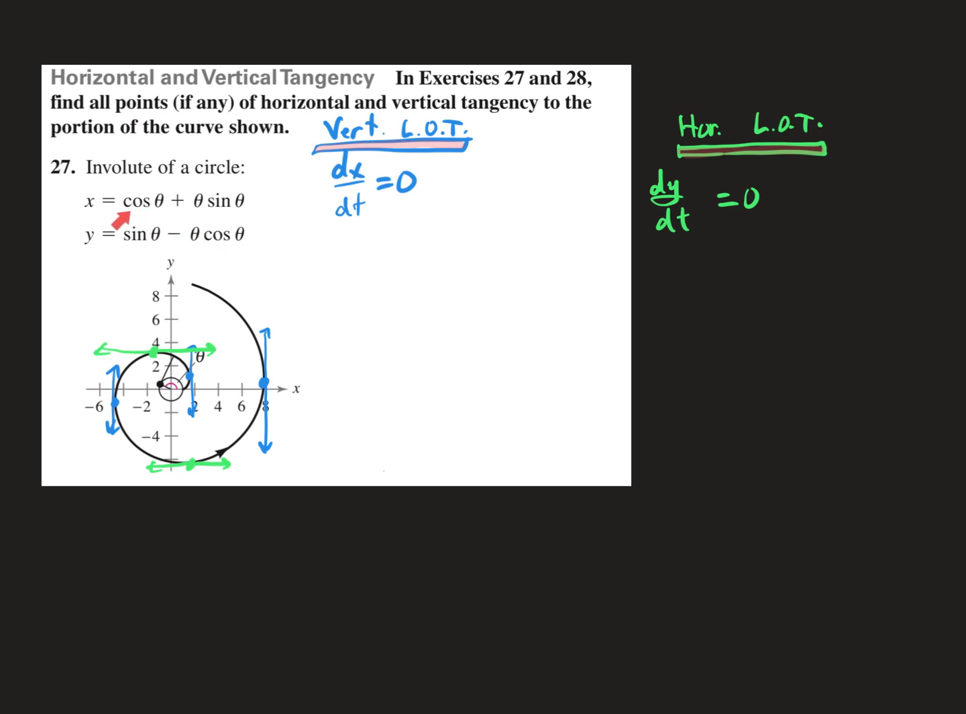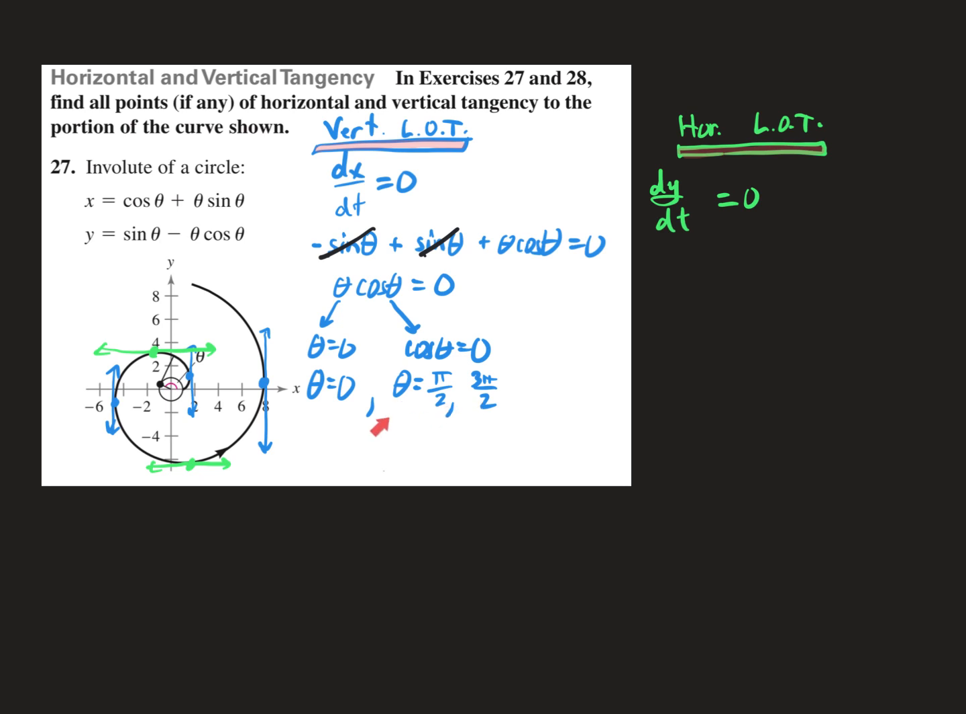For dx/dt, we know how to take the derivative of cosine. For this expression, remember, you'll need to use the product rule. And the same thing for this expression. Here we go, dx/dt. We end up with this, which simplifies because negative sine of theta and sine of theta cancel to 0. So we're left with just theta cosine of theta is 0, which is true when theta is 0, but it's also true when cosine of theta is equal to 0. So we have these three potential values where there might be vertical lines of tangency.